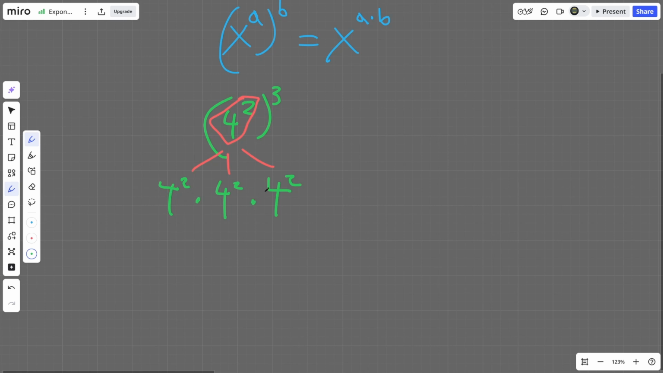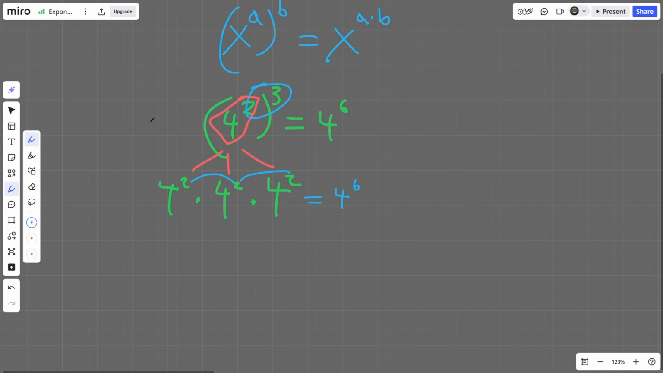You don't have to calculate all of these separately. You can use exponent rules, again, to make this faster. When multiplying things with the same base, you add the exponents, which is going to be 2 plus 2 plus 2, 4 to the power of 6. So ultimately, this results in 4 to the 6th power, which is just 2 times 3.